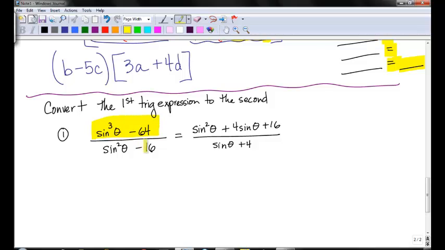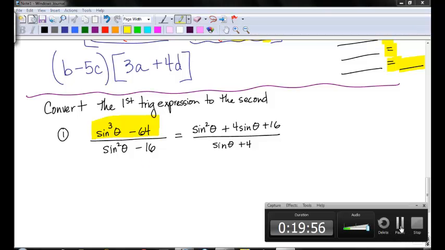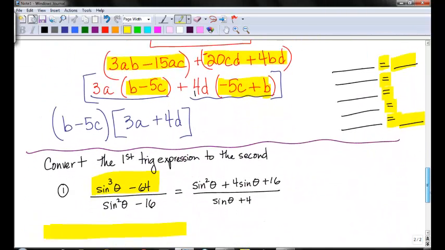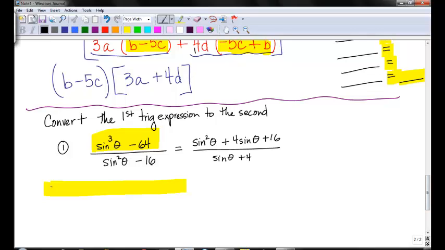Okay, so look at just this top part. Do you recognize that? Difference of 2 cubes, right? So, now take a minute and factor that. Okay, so let's go back and factor that. If you factor that, it should factor into sine of theta minus 4 times the sine squared theta plus 4 sine of theta plus 16.